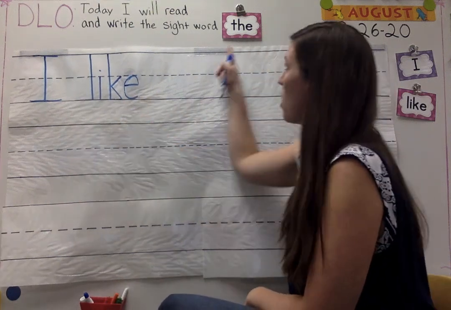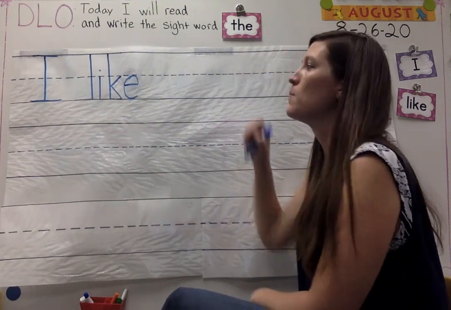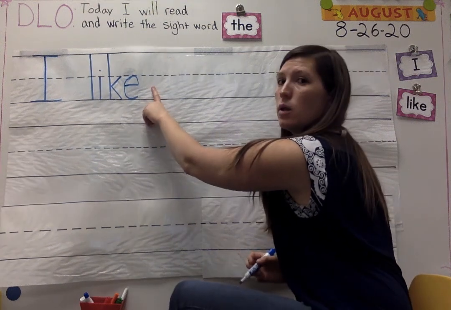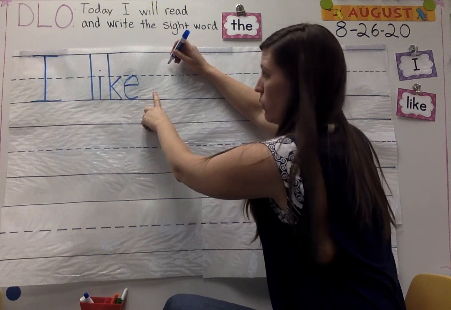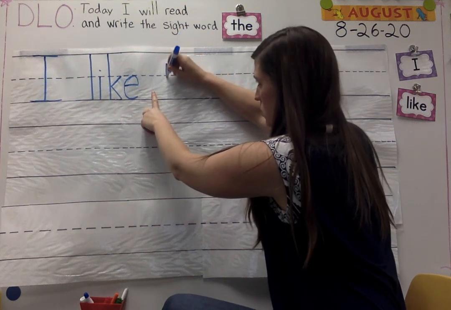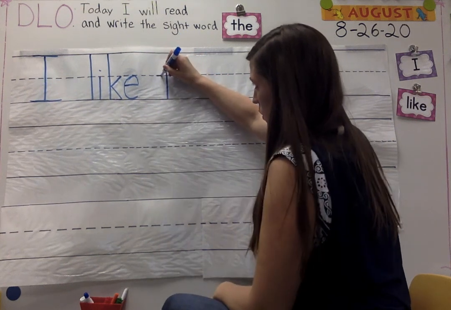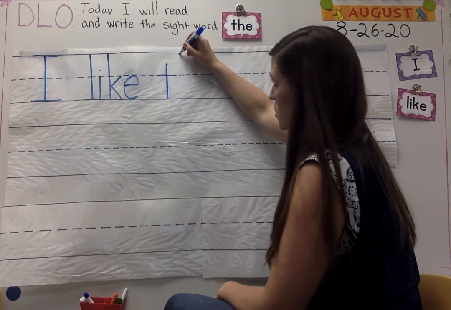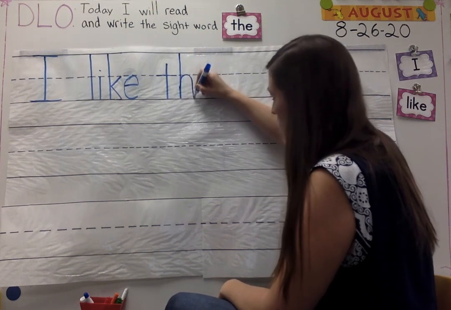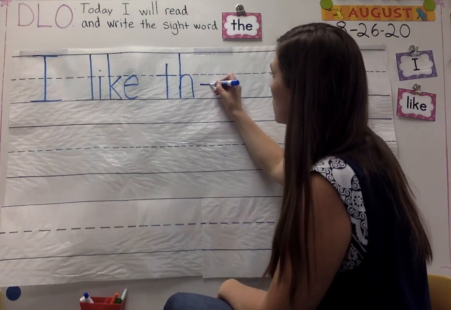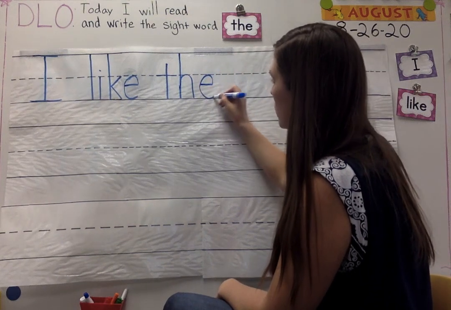I like the, T-H-E. What do I need after my word? A finger space. The, T. We're already expert T writers. Down, across the fence. H, E. There we go, that E was better.